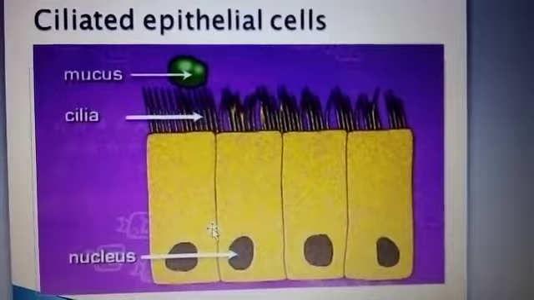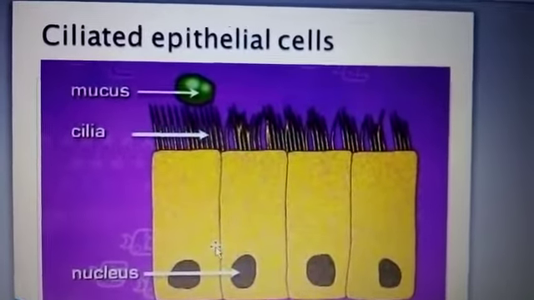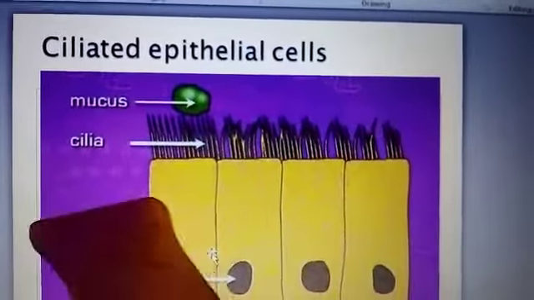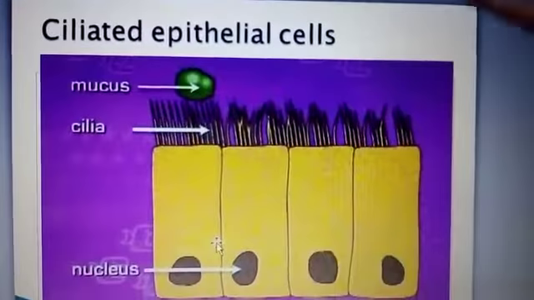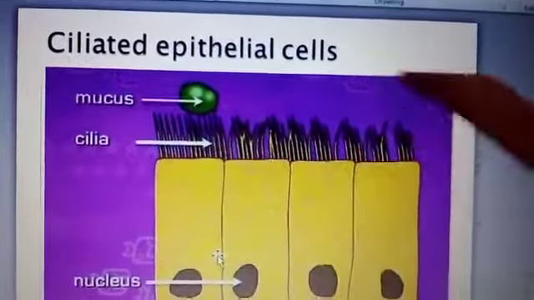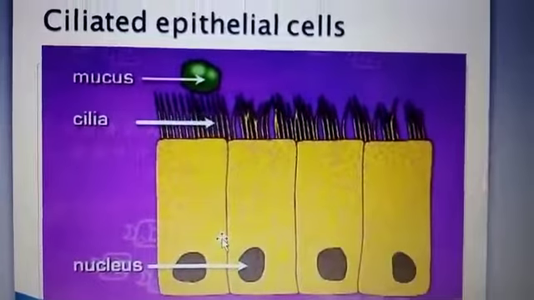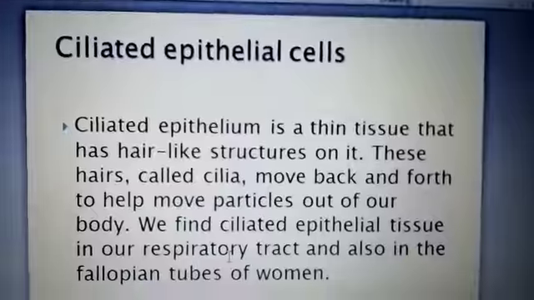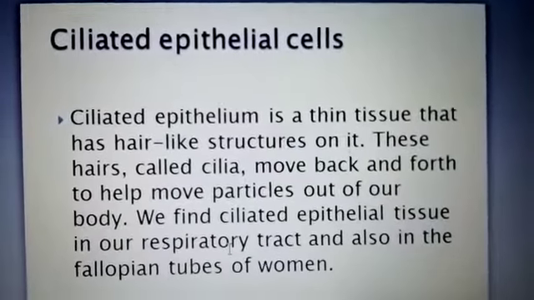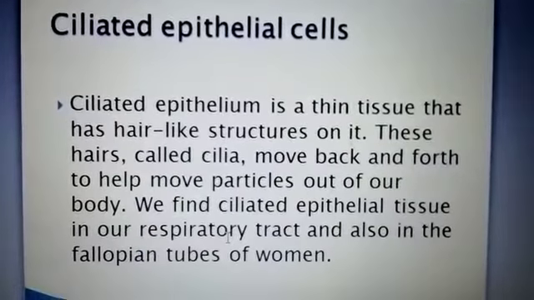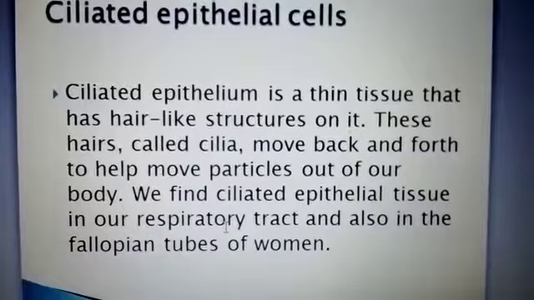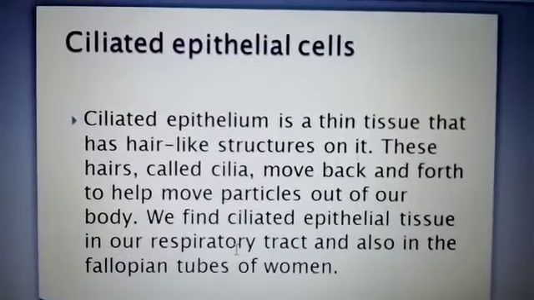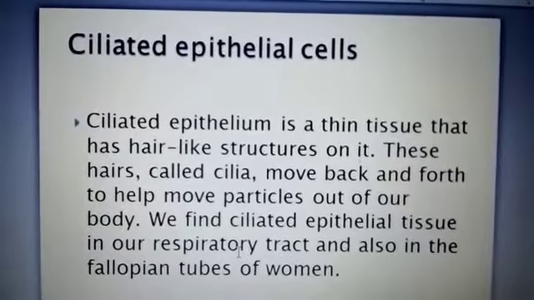Ciliated epithelial cells. These are the cells which have cilia on them, which act like a brush to wipe the mucus and the dust particles from one place to another or out of the respiratory tract. The detailed structures we will study in future classes. Okay. Next, ciliated epithelial cells. Ciliated epithelium is a thin tissue that has hair-like structures, and these structures are called cilia.